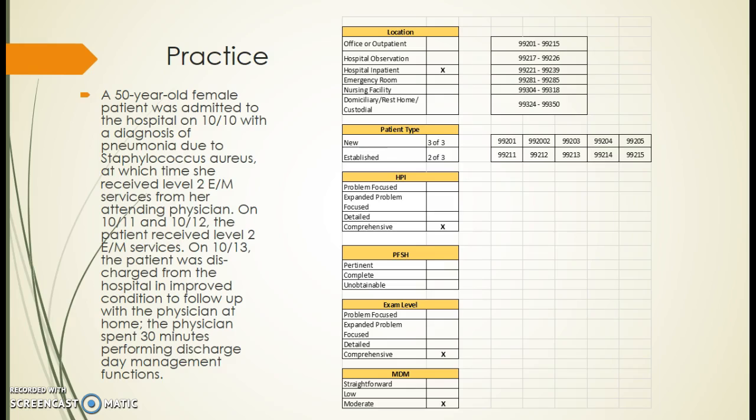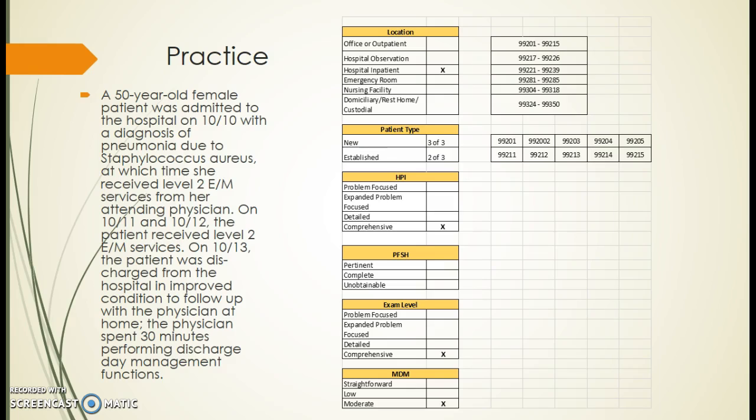Let's see what 99233 says, though. Detailed, and high. So since she is moderate complexity medical decision making, it would make sense for her to stay at 99232. So I would bill 99232 for the 11th and for the 12th.